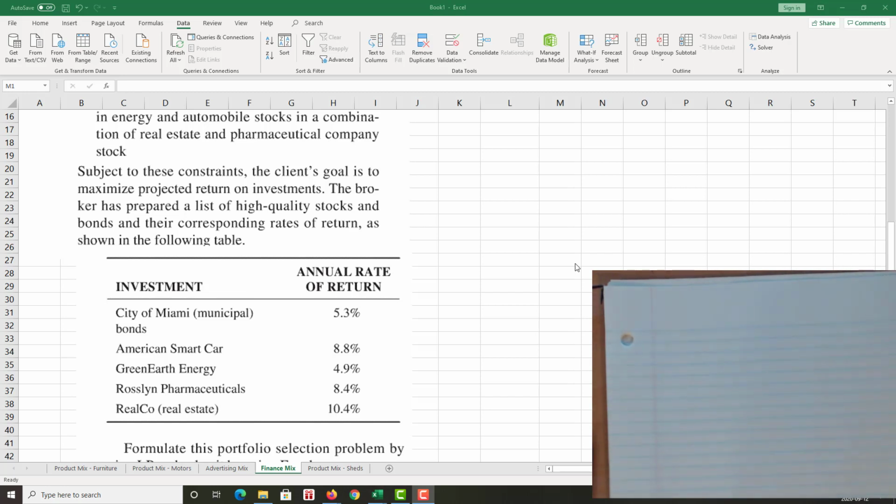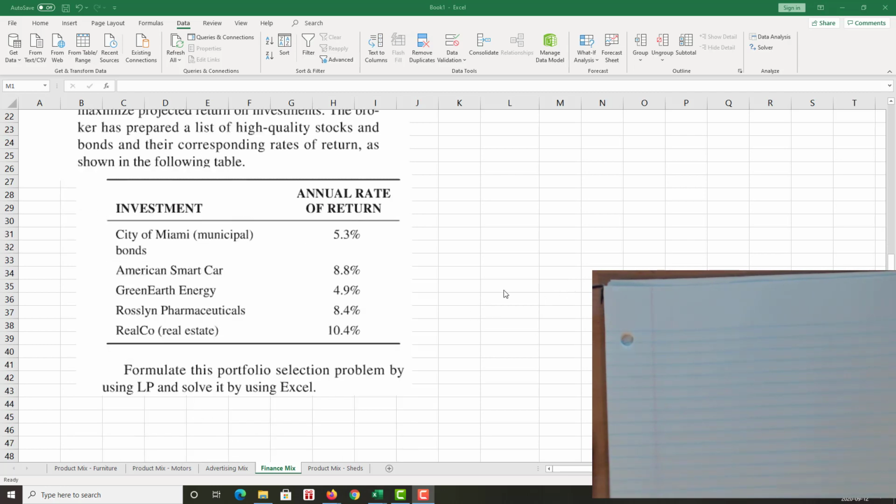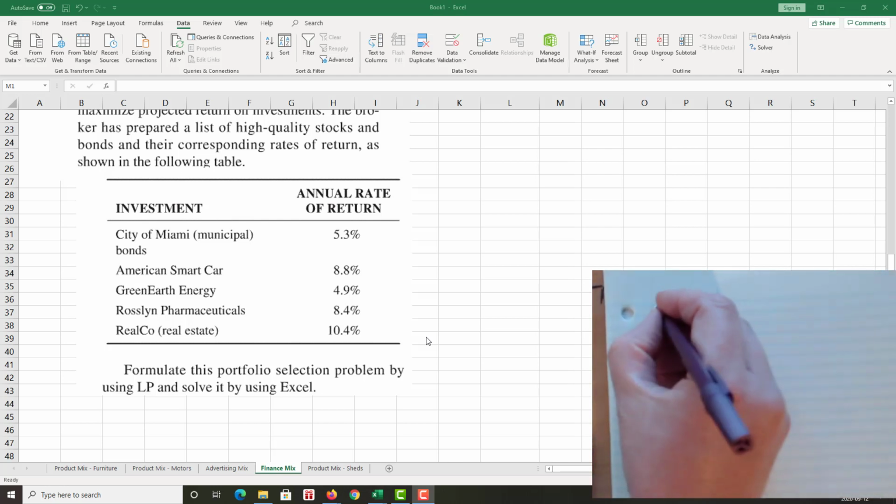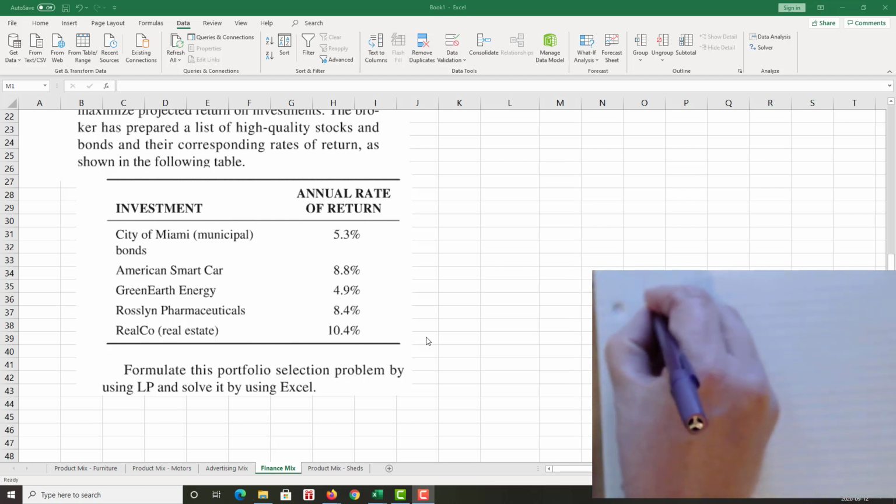The broker has prepared a list of high quality financial instruments, and the following rates of return are listed there. And we want to select items for our portfolio. What are we selecting? Investments. And we're going to use the basic tools of linear programming, and then solve it on Excel. So we kind of get an idea of what our decision variable is, right? We're deciding on which of these stocks to invest in.